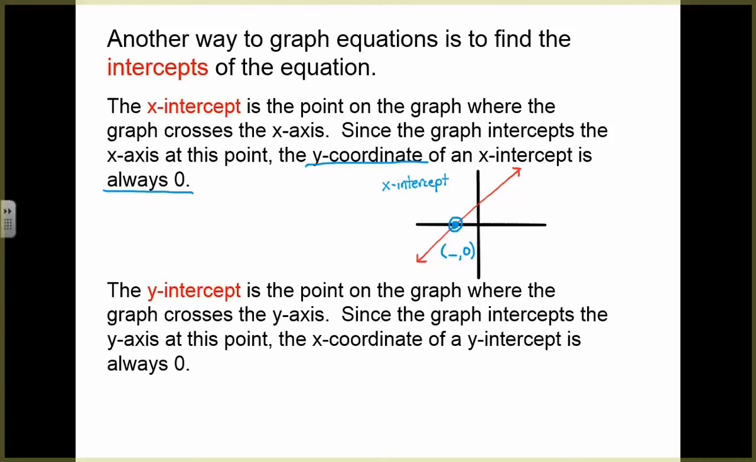All right, let's take a look at y-intercept. It says y-intercept is the point on the graph where the graph crosses the y-axis. Since the graph intercepts the y-axis at this point, the x-coordinate of a y-intercept is always 0. Let's take a look at that. So just like last time, I'm going to construct another quick coordinate plane, nothing fancy. Notice that the coordinate plane here is going to be in black. And once again, I will do the graph in red.